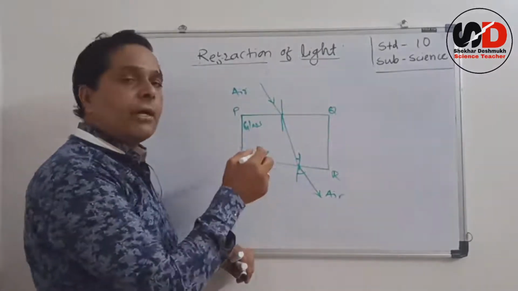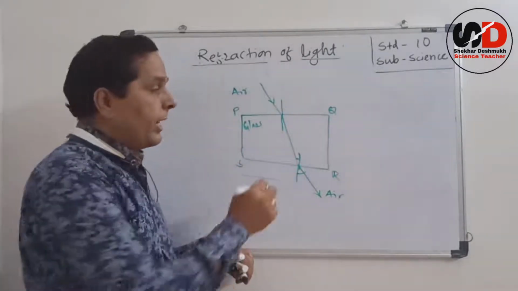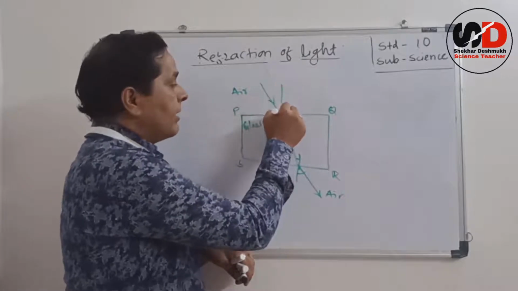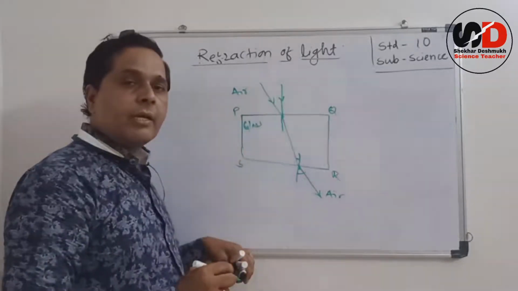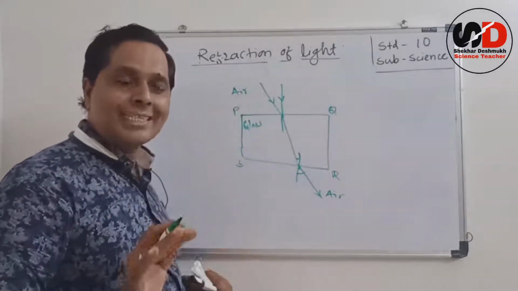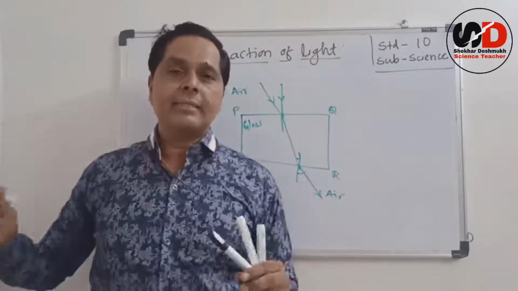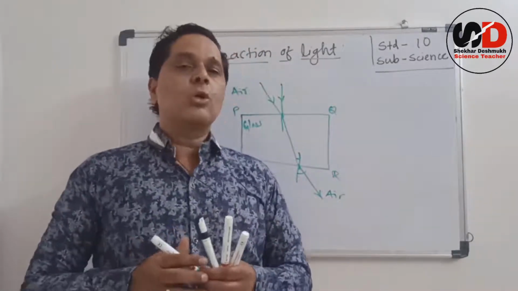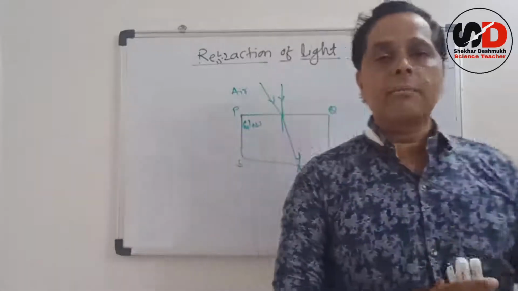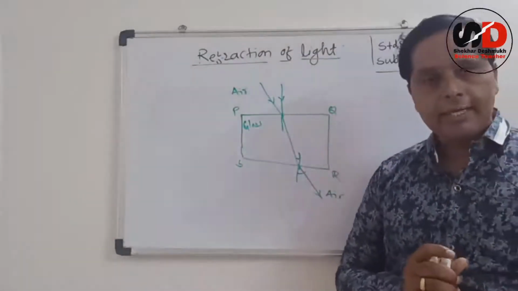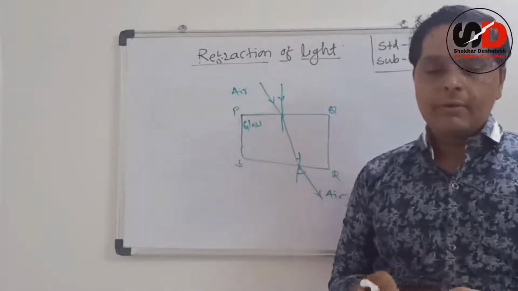And if the angle of incidence becomes 0, that means if the light is traveling in this direction, then no bending takes place, it goes through as it is. So this is nothing but the refraction of light through a glass slab.